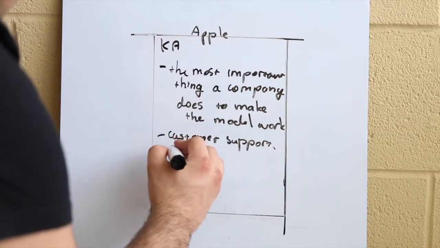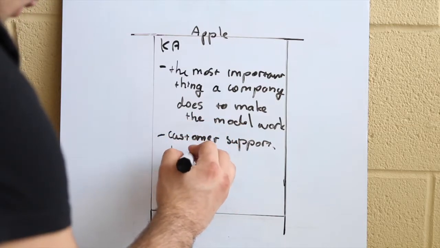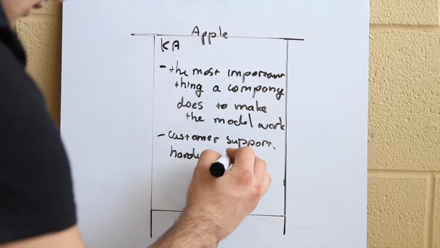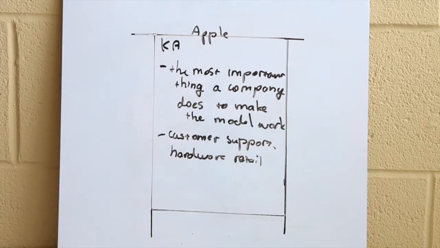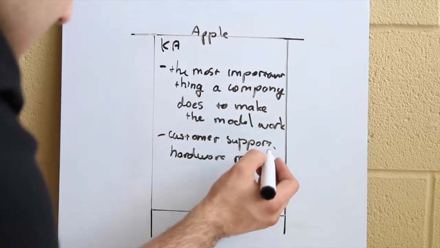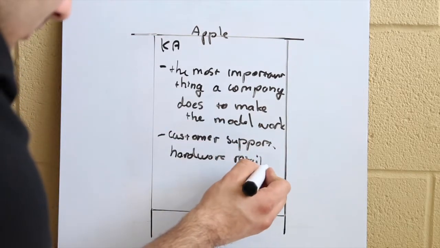And the second thing would be their hardware. The hardware that they manufacture needs to be retailed through stores, whether that's the Apple online store, Apple stores, or third-party stores such as Best Buy or Future Shop. That needs to happen in order for the business to be successful.